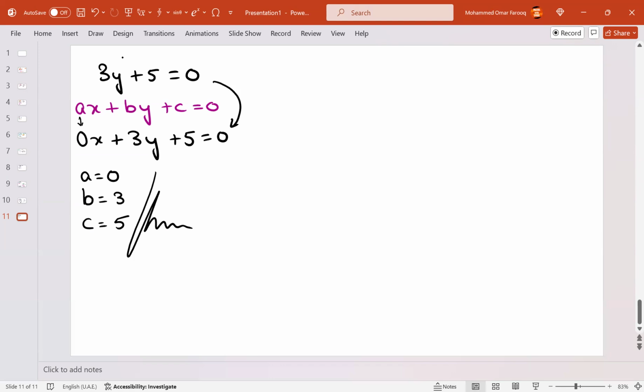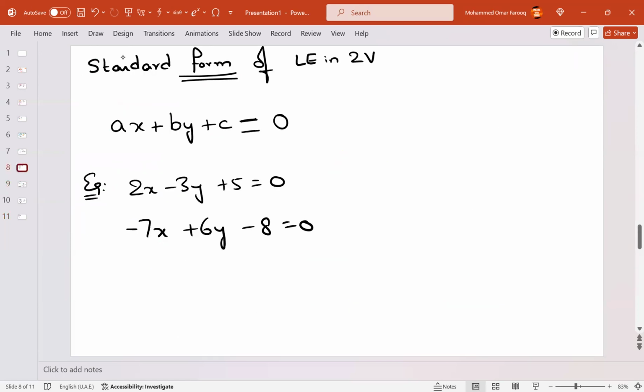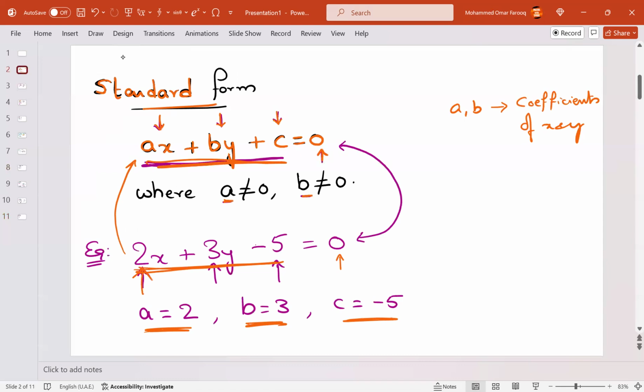My students, let me explain. We have already studied linear equations, the standard form of a linear equation. What is the standard form of a linear equation in two variables? It is ax plus by plus c is equal to 0, where a is not equal to 0 and b is not equal to 0. Both should not be equal to 0.